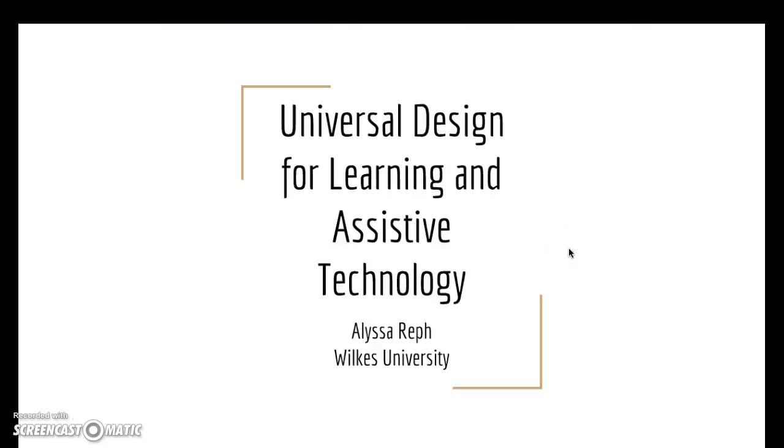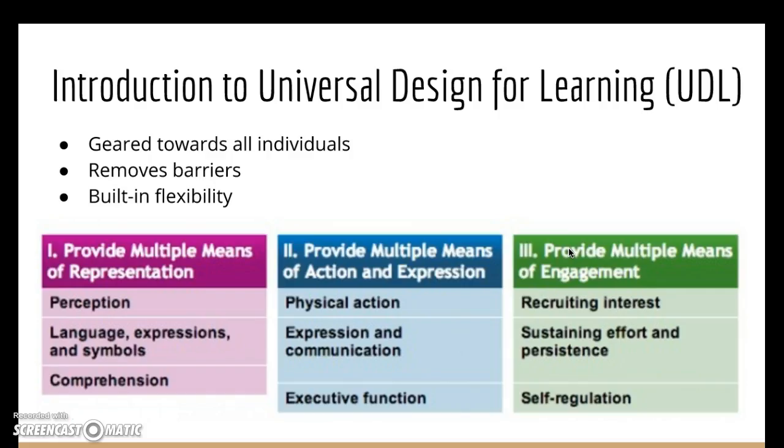So I'm going to talk to you about Universal Design for Learning and Assistive Technology. Let's begin by defining what UDL is. The National Center for Universal Design for Learning defines it as a set of principles for curriculum development that give all individuals equal opportunities to learn. UDL works to remove barriers that inhibit learning by providing flexibility and alternatives to teaching, learning, and assessment.